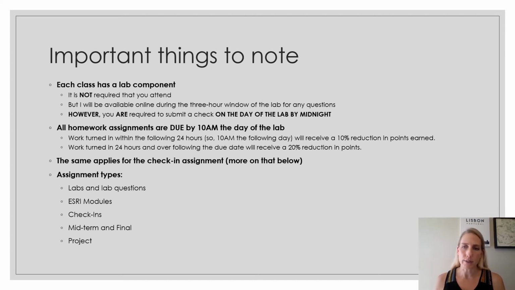So on that note, let's talk about homework and due dates. Like I said in the previous slide, homework is due by 10 a.m. on the day of the lab. If you turn it in within 24 hours after that, you get 10% off of your earned points. Any time after that 24 hours, it's a 20% reduction. So you have a little buffer there that doesn't give you too many points off if you need to turn something in a little late.